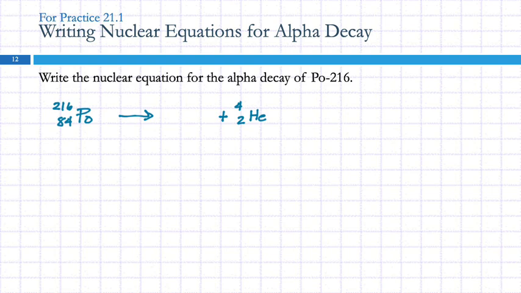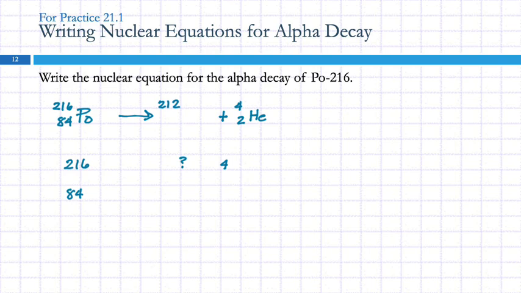So now we're just going to look at the numbers. For the mass number, I have 216 on the left, and I have an unknown, and I have 4. What does the unknown need to be so that the total here is 216? 212. So that one's 212. And then we do the same thing with the atomic number.